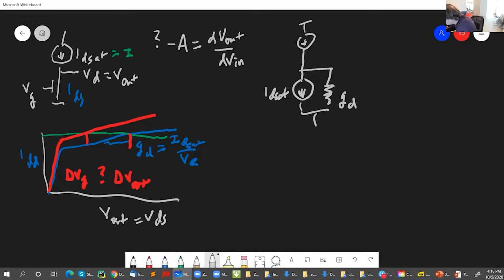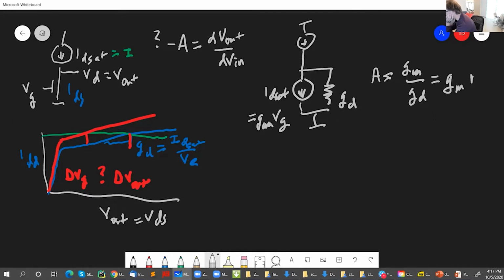And this ID sat here is equal to the GM, which is the transconductance, times VG. Okay, so you can kind of imagine what the gain is going to be of this circuit. It's pretty clear if you think about it for a bit that the gain is going to be the ratio of these two conductances. A is going to be GM over GD, which is equal to maybe something more familiar.